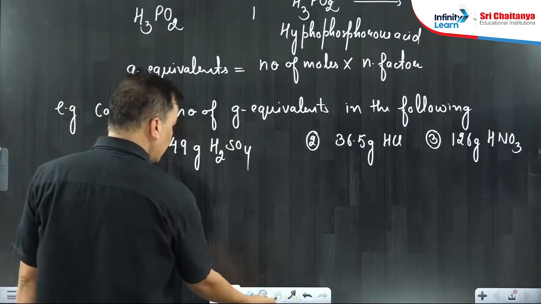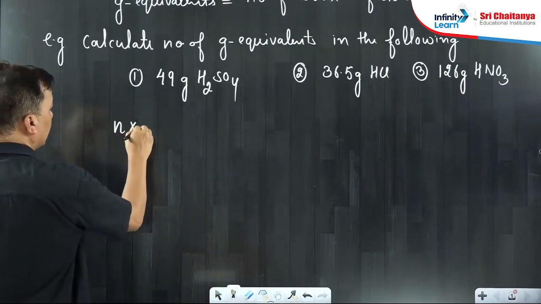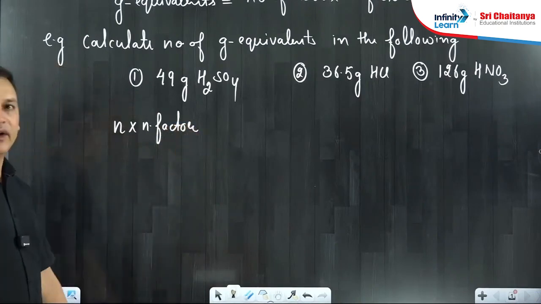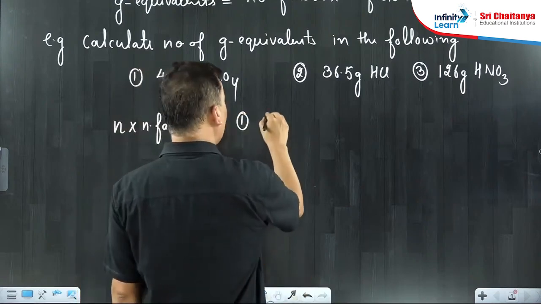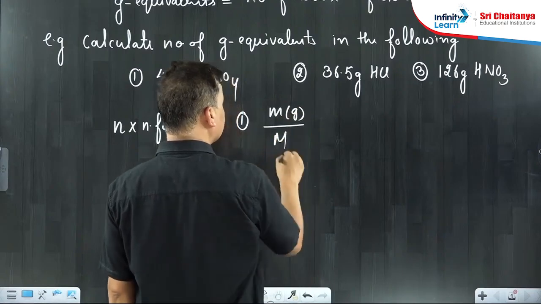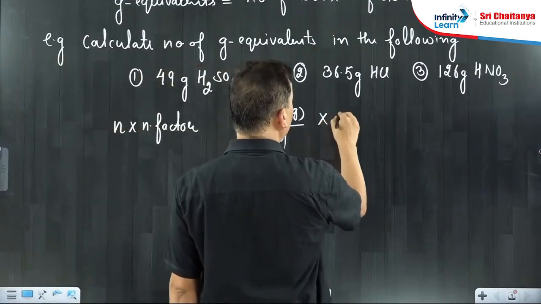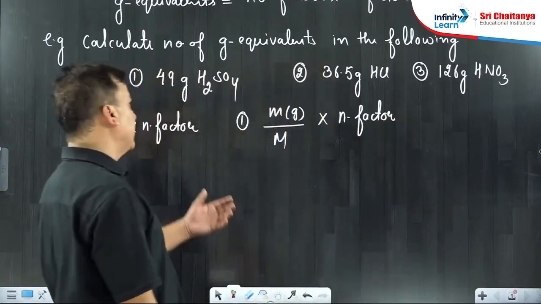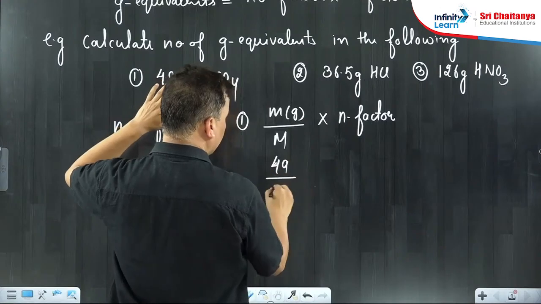So my dear friend, I told you the number of gram equivalents is number of moles into its N factor. How can we calculate the number of moles? Mass in grams upon molar mass. This is the number of moles, then we have to multiply with the N factor. So in the first question, here is 49 upon what?